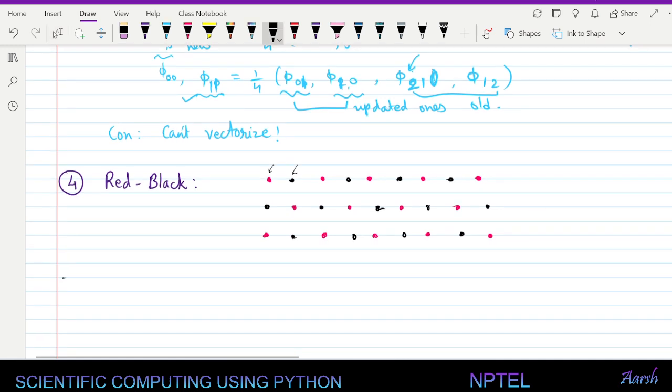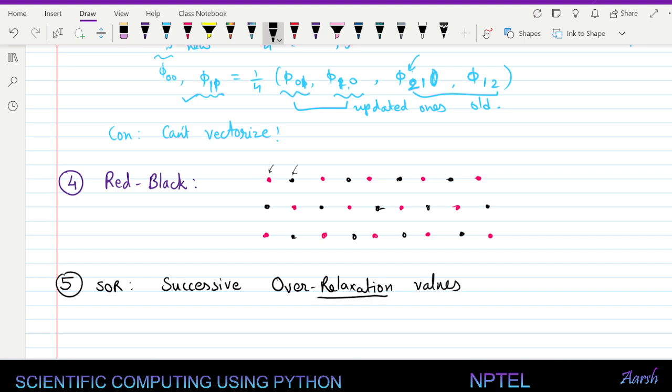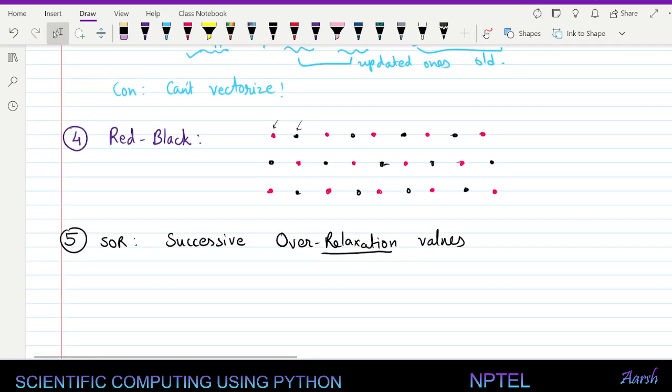All right. And the last one is SOR, which is successive over relaxation. So what is relaxation? What we did with Jacobi, right? That phi ij new is 1/4 of neighbors. Let me just write neighbors. Okay, that was the old way.